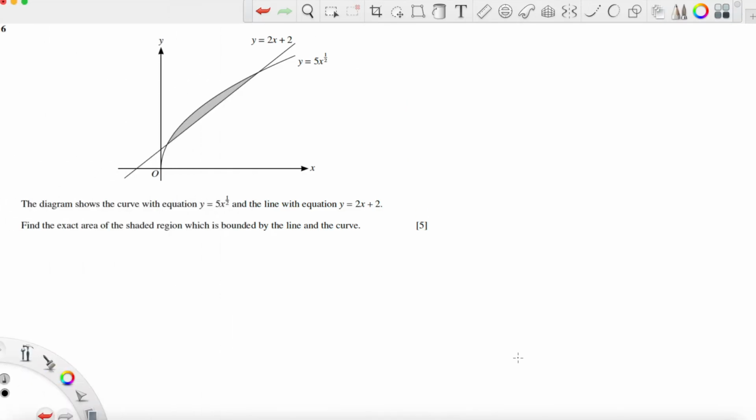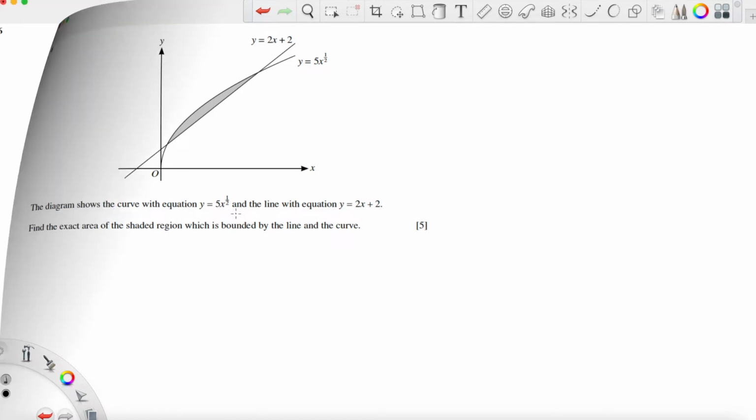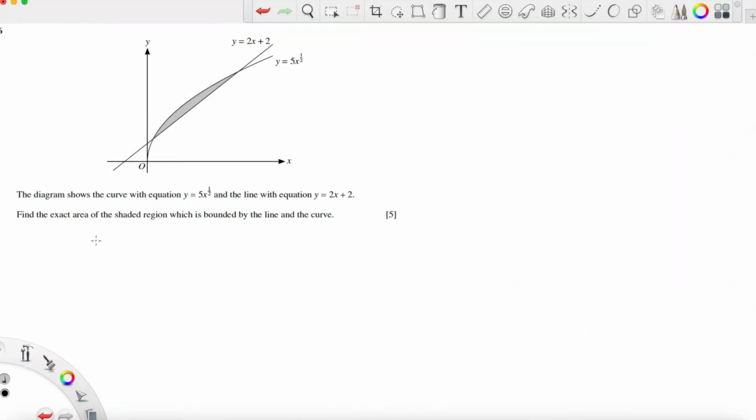Question number 6. The diagram shows the curve with equation y is equal to 5x to the power of half and the line with equation y is equal to 2x plus 2. Find the exact area of the shaded region which is bounded by the line and the curve. In order to solve this question, first thing to do is to find the points of intersection. These 2 points are the lower and upper bound of this shaded region.